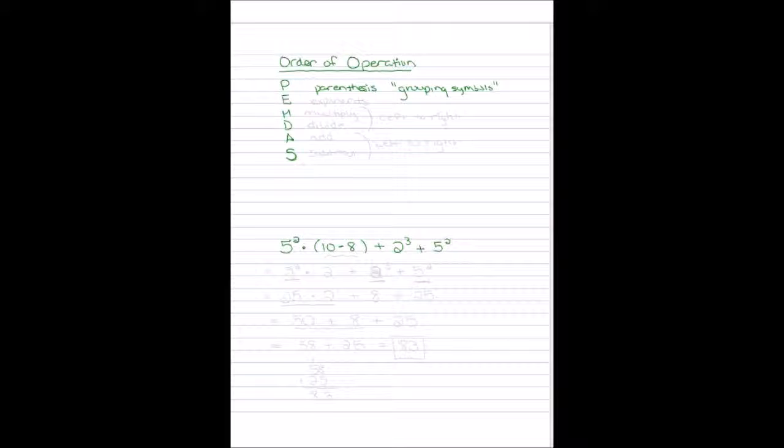Okay, so parentheses, you notice you have parentheses right here. So I'm going to do the operation inside the parentheses. That's going to be 10 minus 8. Everything else that I didn't underline, I'm just going to bring it down. Oh, I wrote the wrong number here. This is 2. 2 to the third power plus 5 to the second.